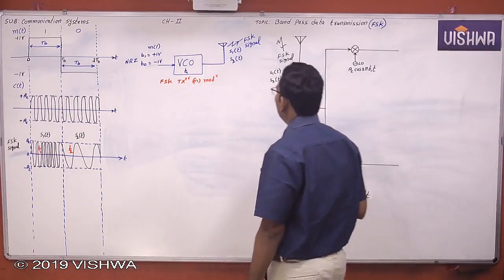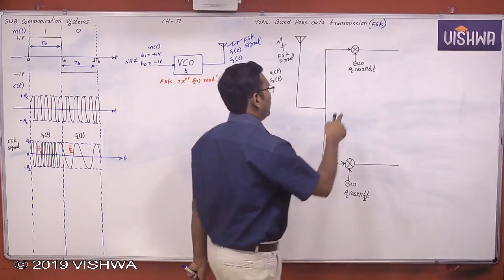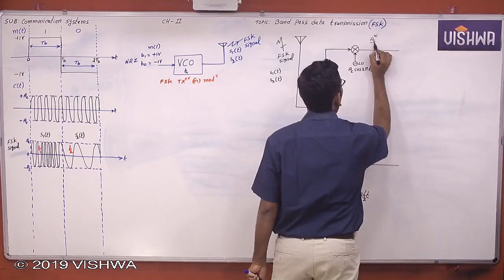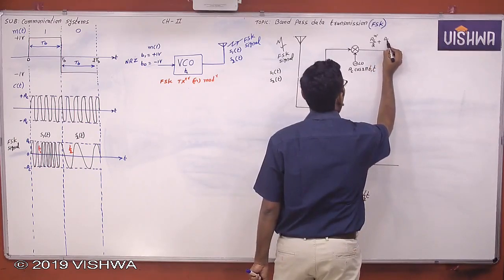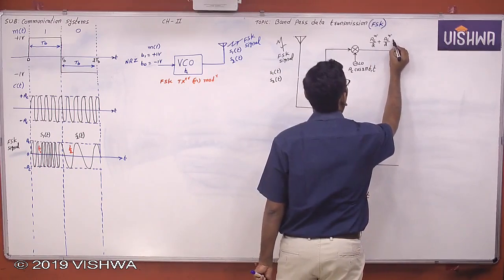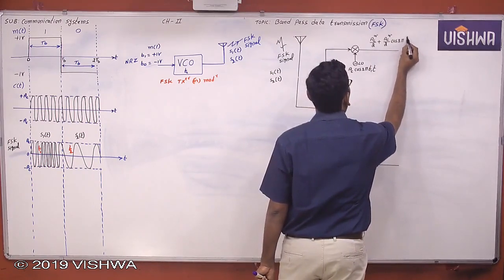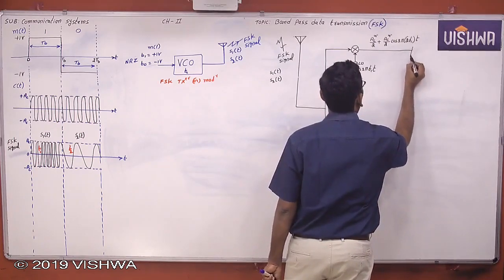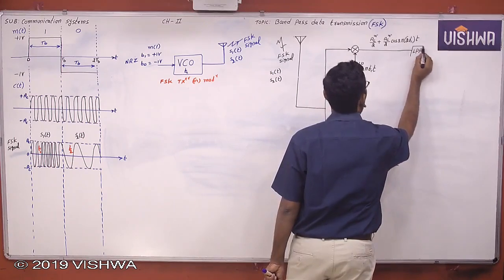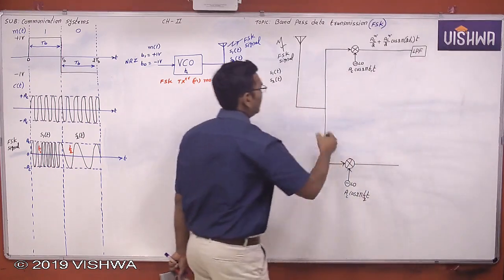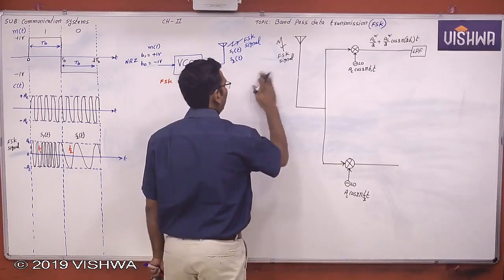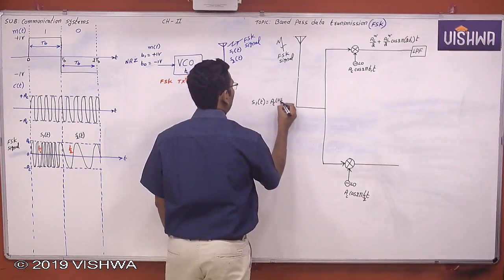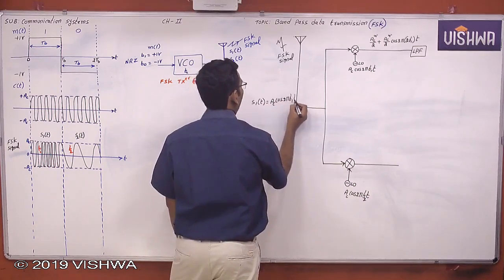Now what is S1 of t? AC cos 2 pi F1 t multiplied by AC cos 2 pi F1 t gives AC square by 2 plus AC square by 2 into cos 2 pi into 2F1 into t. Now use a low pass filter here. The same signal is coming in this path. Now S1 of t is equal to AC cos 2 pi F1 into t.